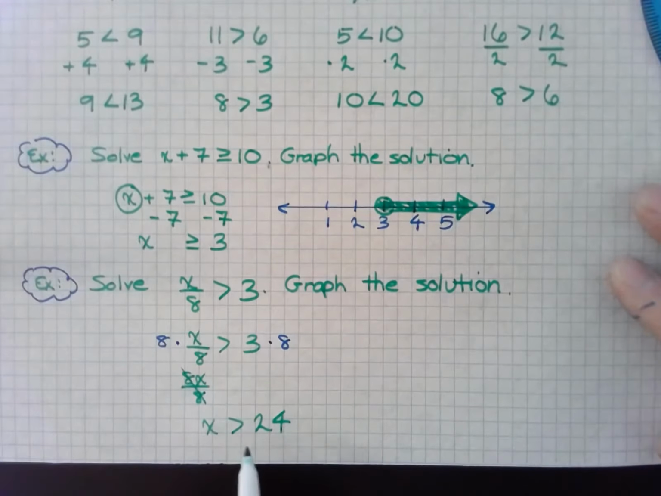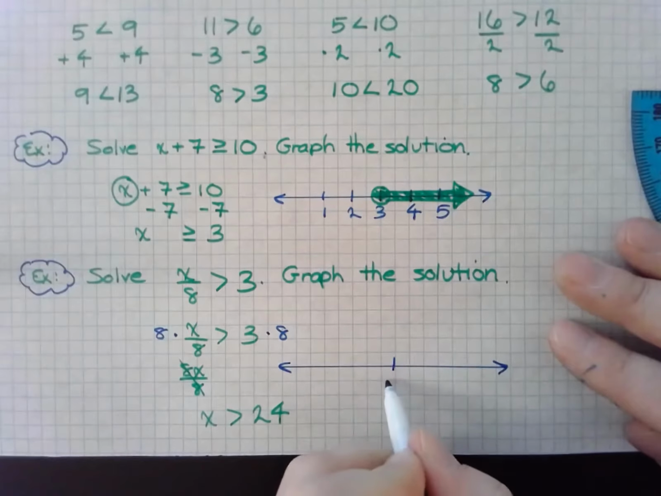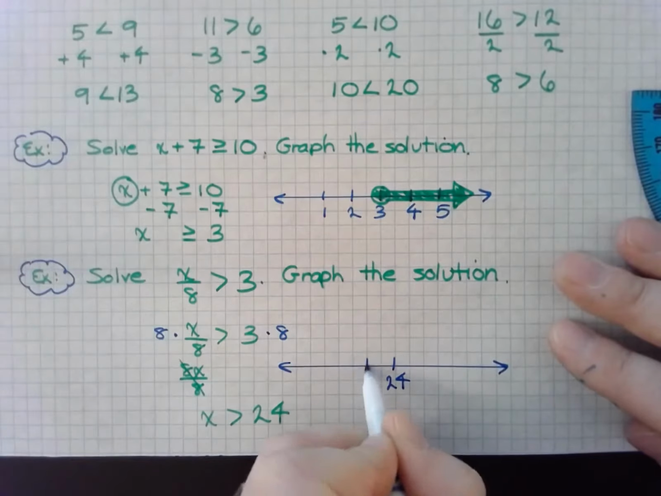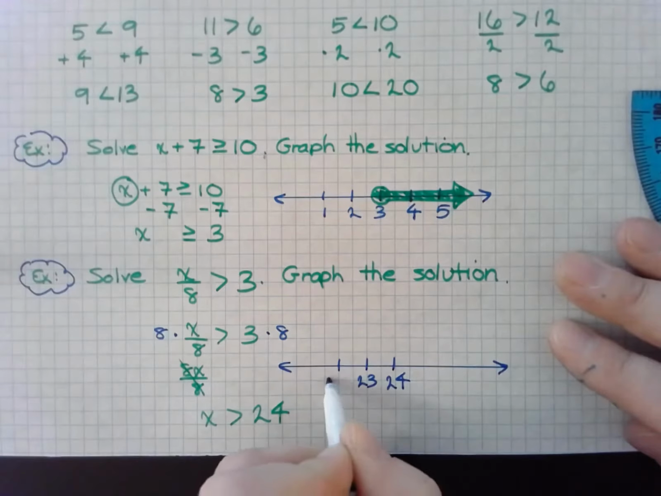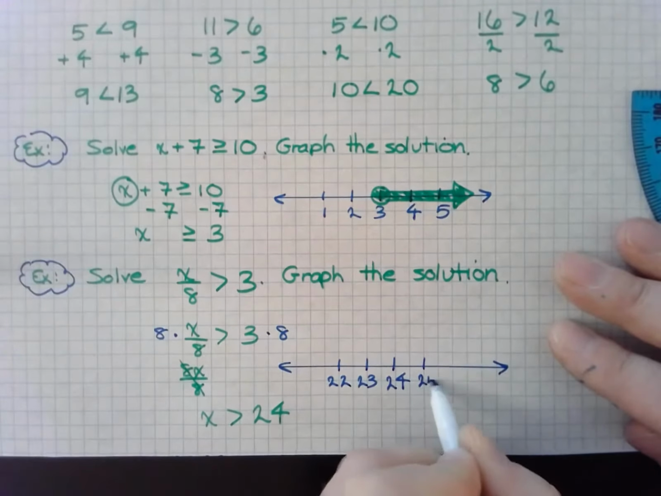I like to put the solution in the middle. That way I can see the graph really well. And then put some numbers on either side. And I like to space them out a little bit more so I can see all of them very easily. And then let me graph it.